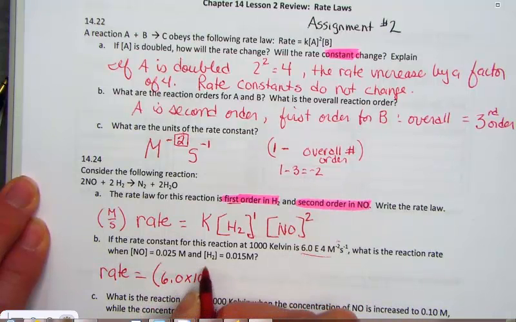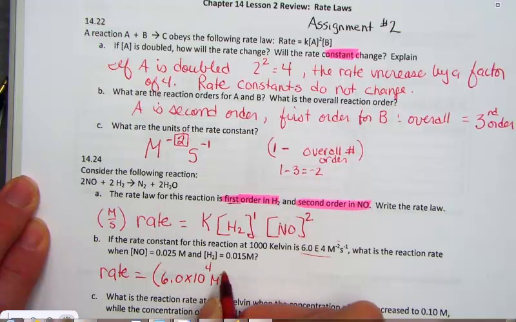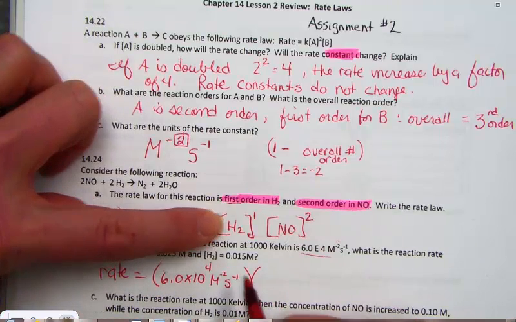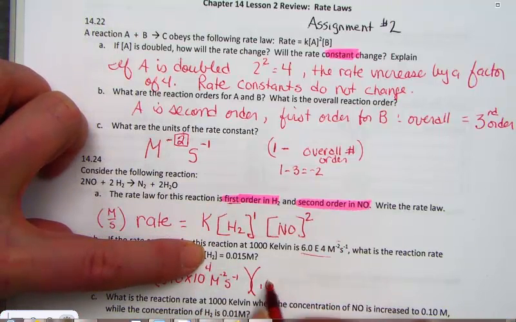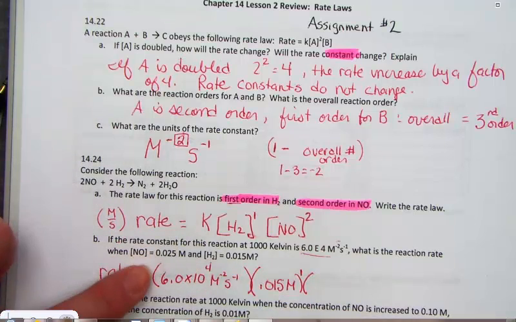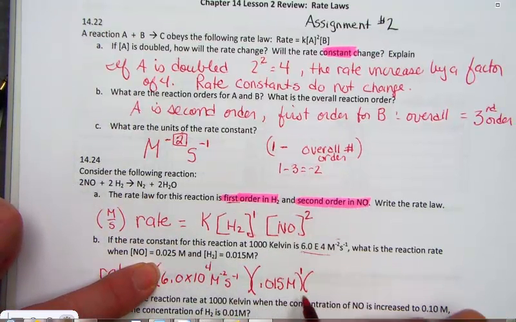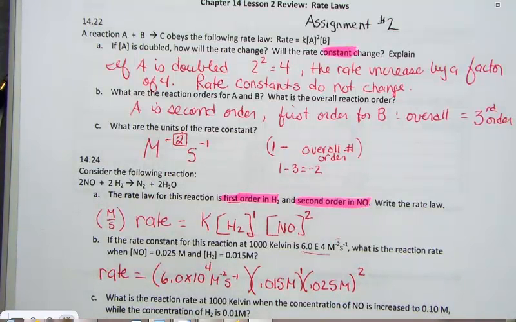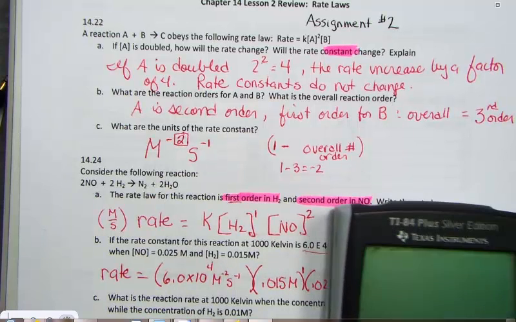6.0 times 10 to the fourth power, molarity to the -2, second -1, times the concentration of hydrogen, which is right here, 0.015 molar, that's first order, times the concentration of NO, and that's to the second order, so we'll need to square that value. Hit that and see if we get a common answer.